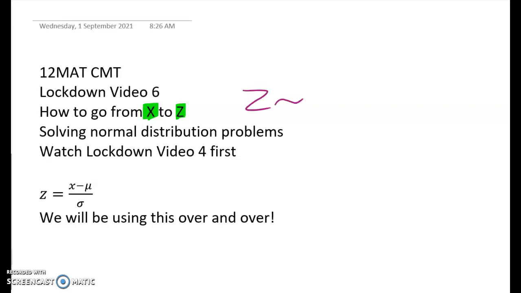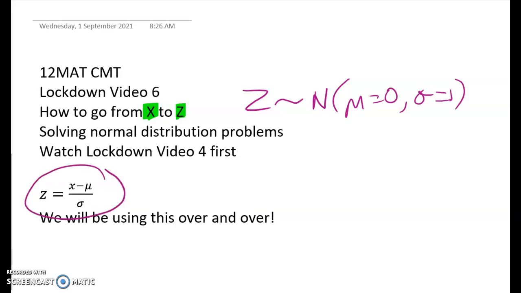So for the Z random variable, it's normal and it has a mean of 0 and a standard deviation of 1. And to solve normal problems, we turn every problem into a problem about Z first. So we're going to be using this formula over and over. All it says is I take my number for my real life thing and I look at how many standard deviations above the mean it is.